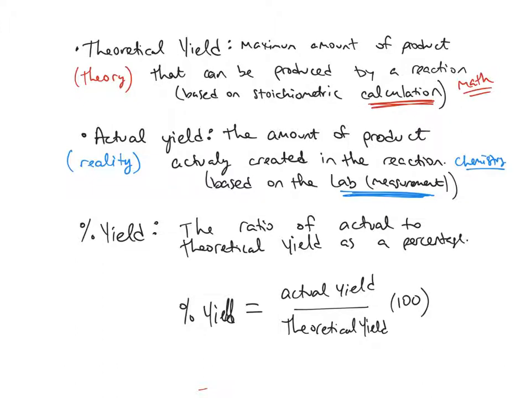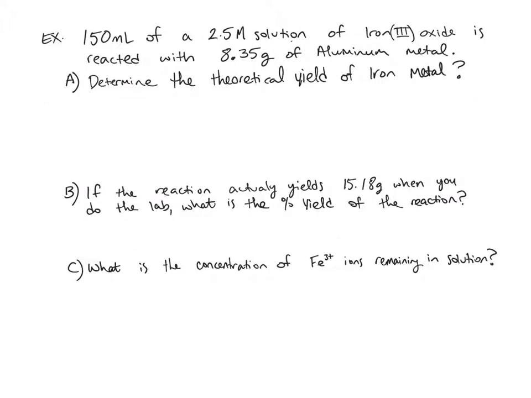Alrighty, so that's your percent yield. So let's look at an example that really pulls on all of this stuff. Alrighty, so here we go. You have 150 milliliters of a 2.5 molar solution of iron 3 oxide, and it is reacted with 8.35 grams of aluminum metal. Let's just focus on part A. Determine the theoretical yield of iron metal.